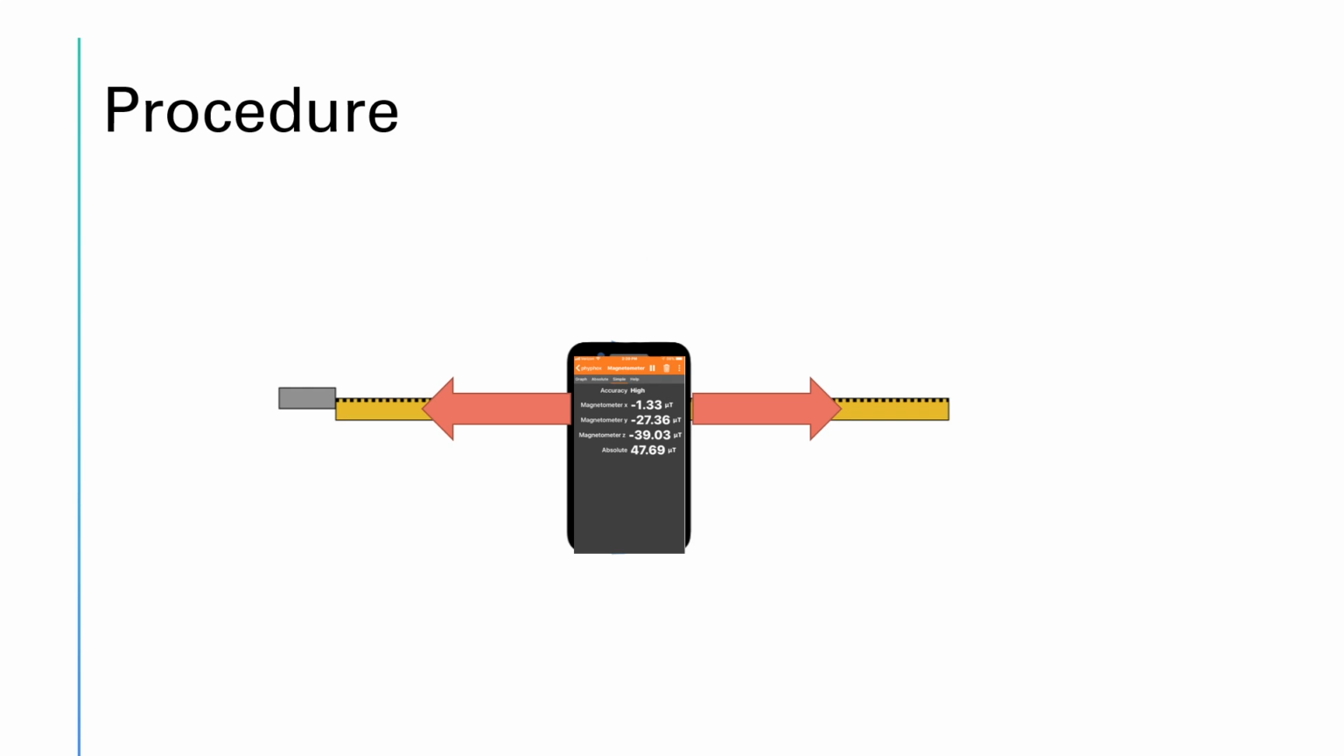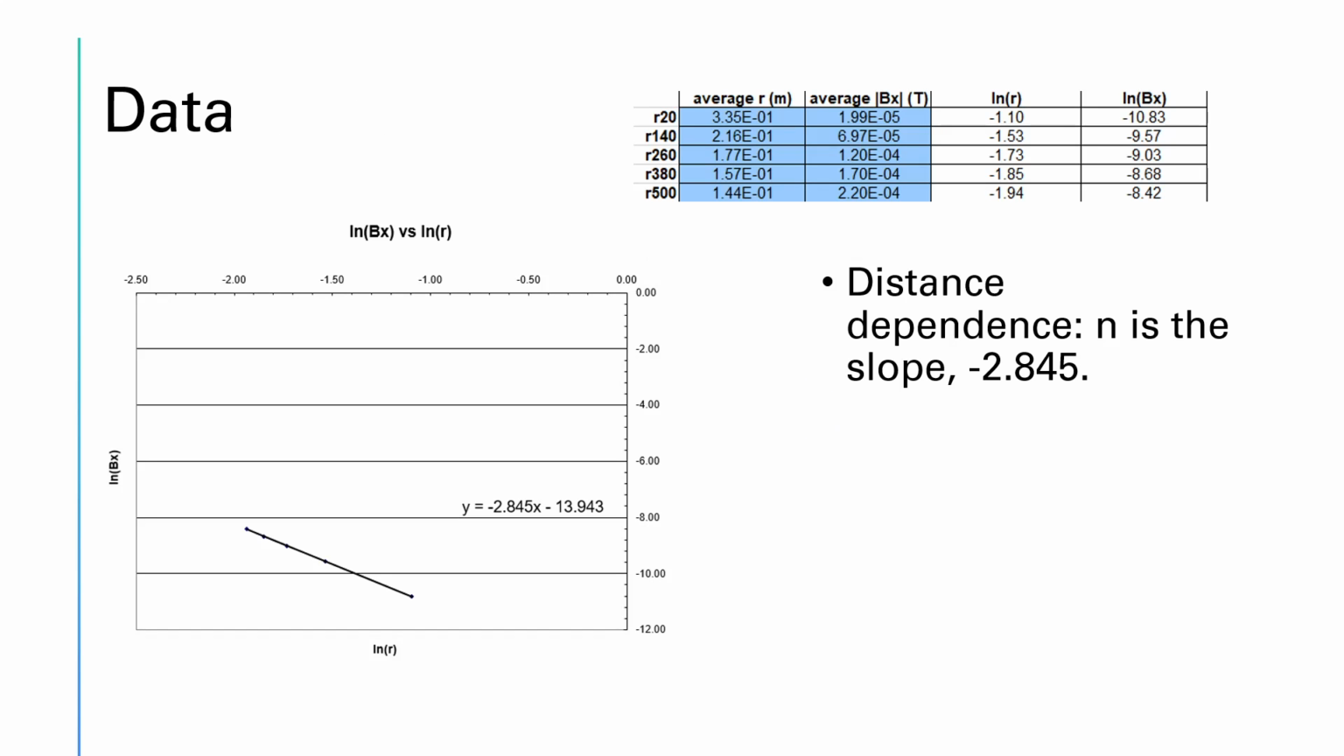Once we found out where the magnetometer was, we then measured the distance from the magnet at which we produce certain microteslas. For example, like 70, 20, and 140. So this is the data that I got, and you can see that the average r significantly went down, while we can see that as the r went down, the microtesla went up.